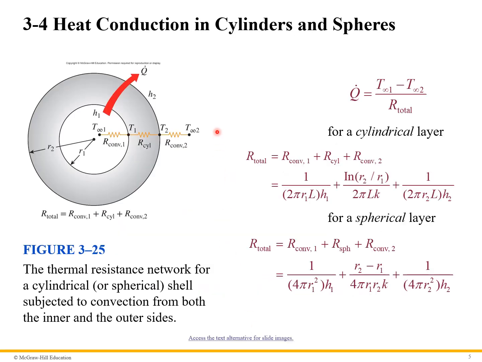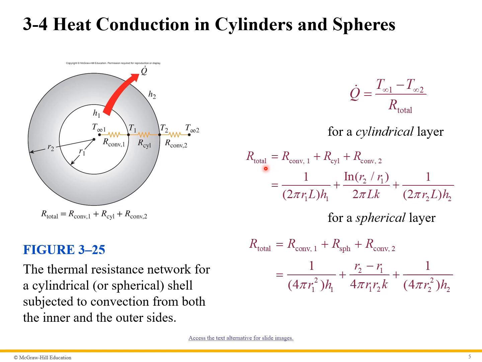So now let's say we have a different situation where the inside of the cylinder or sphere is at a certain temperature. So the heat is going to move toward the inner surface of the sphere or cylinder and then be conducted through the cylinder to the outside and then convected away from the cylinder or sphere. So here, again, this is exactly similar to what we did before.